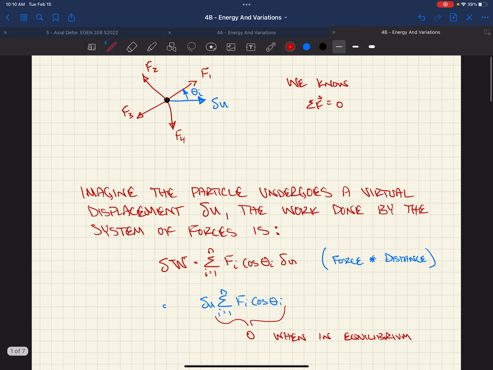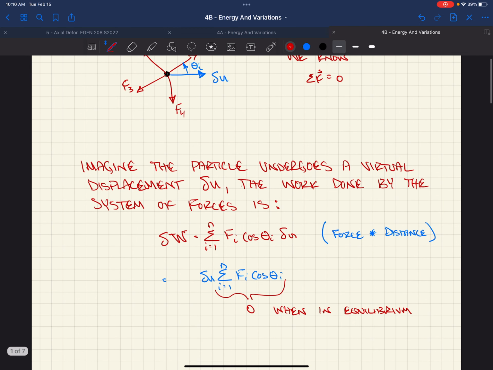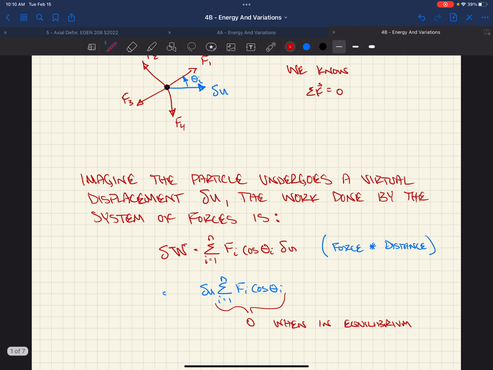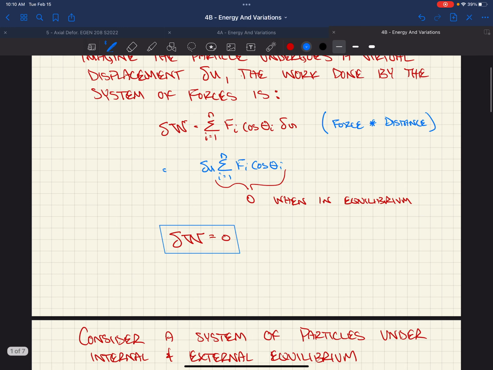Right? It's the same displacement for that particle regardless of the force that's acting. And so in order to have all of the work going to zero, well, that means all the components of the forces in that direction need to be zero. Right? So that way our change in work equals zero, or delta W equals zero. So that's our individual particle.